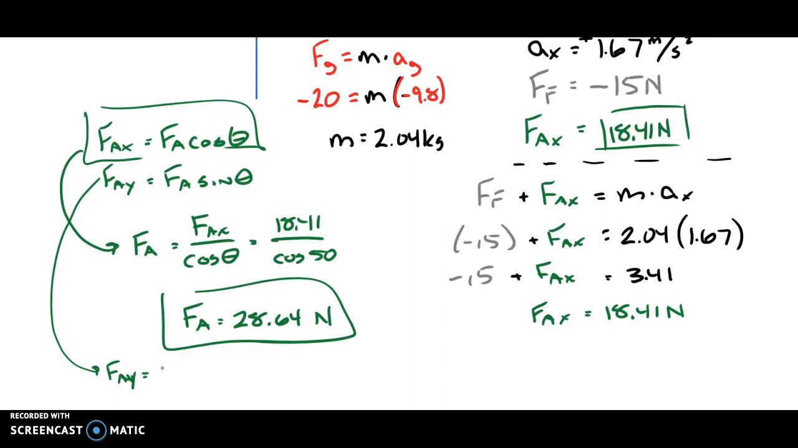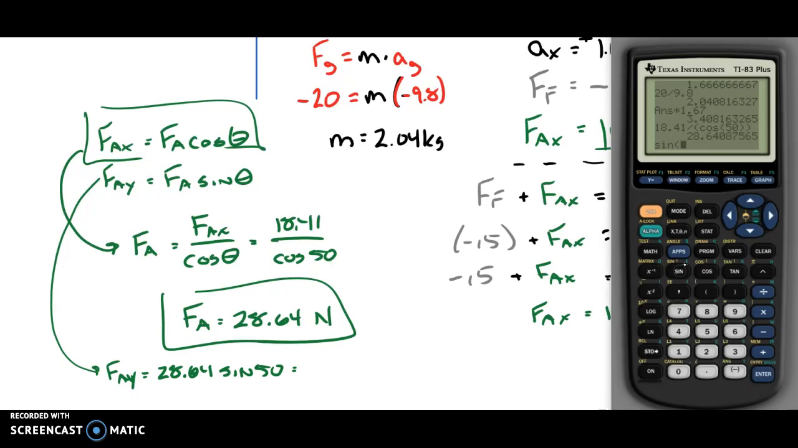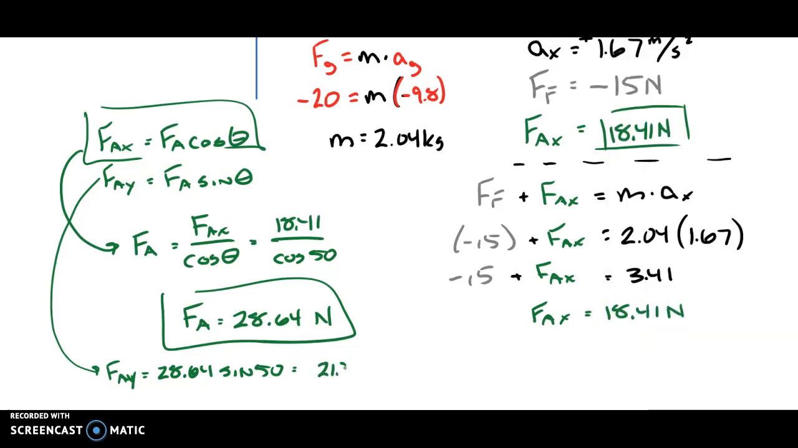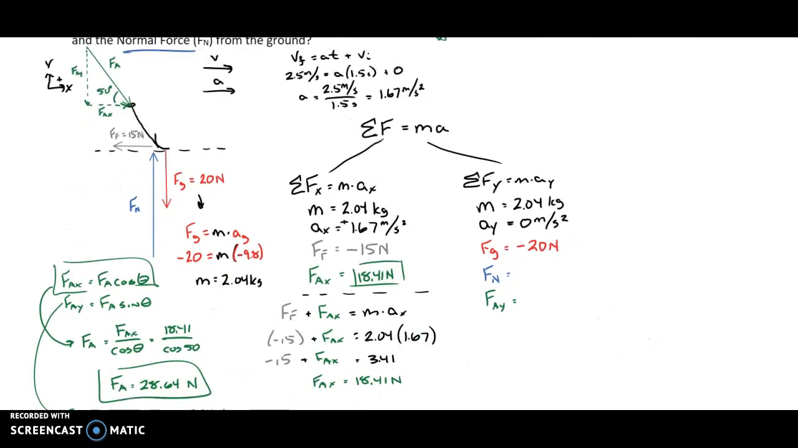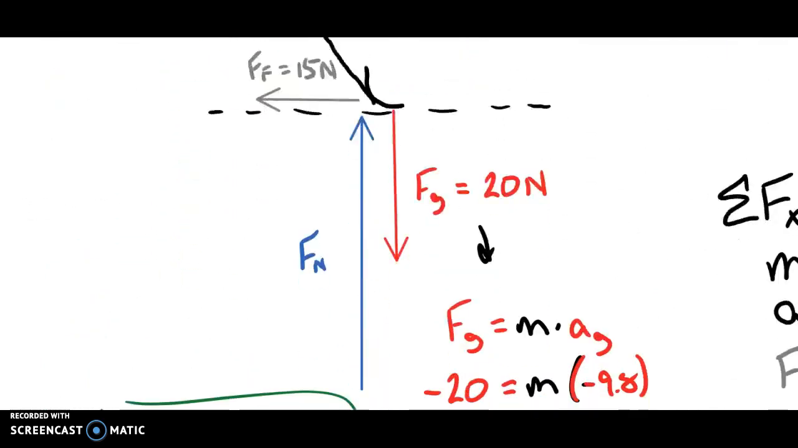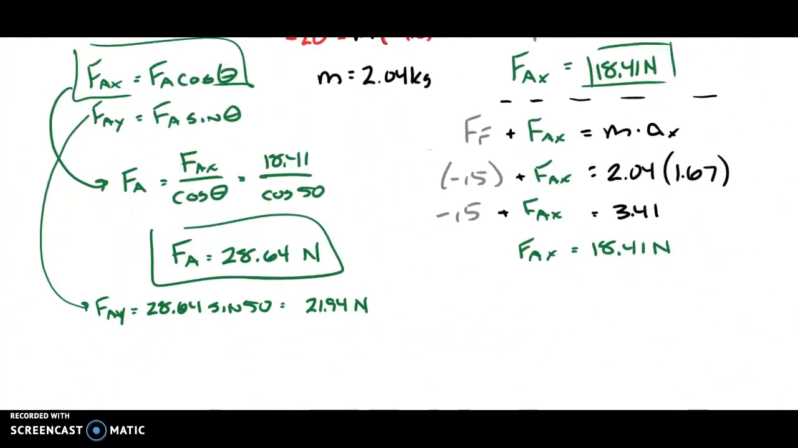is the applied force, 28.64 newtons, times sine of 50. And so since I just got that answer, I can take the second answer times sine of 50, and that'll give me the y piece, right? 21.94. Now be careful. Look at my arrow that I drew. That y piece acts downward. And so even though the trig gives me a positive value, I know it's negative because it's down.